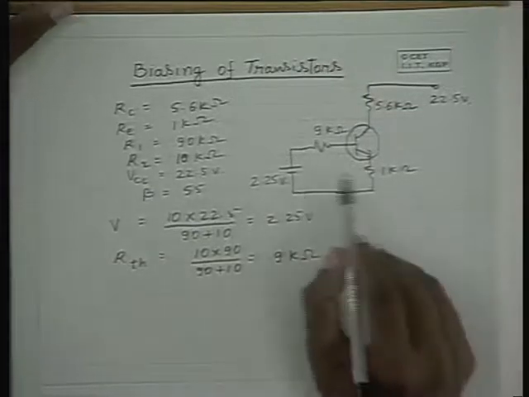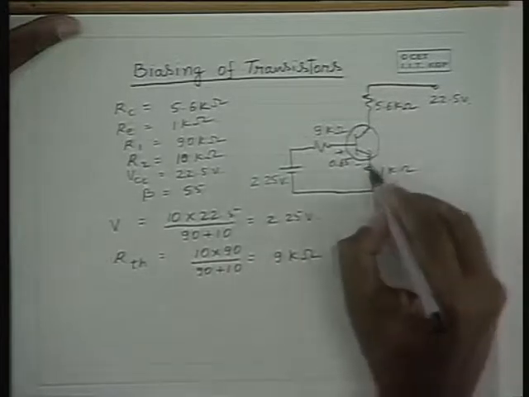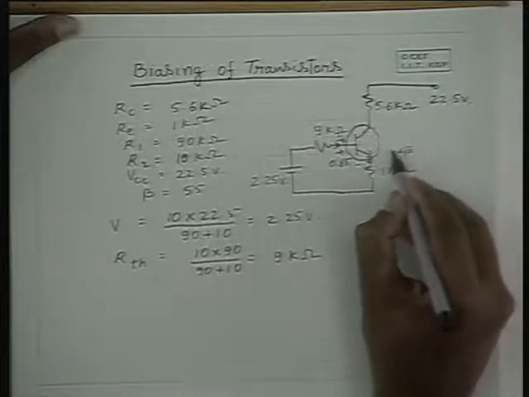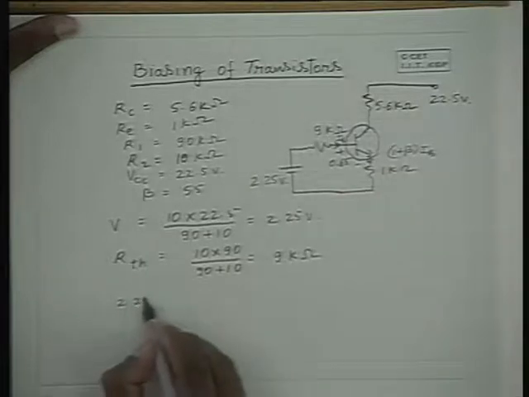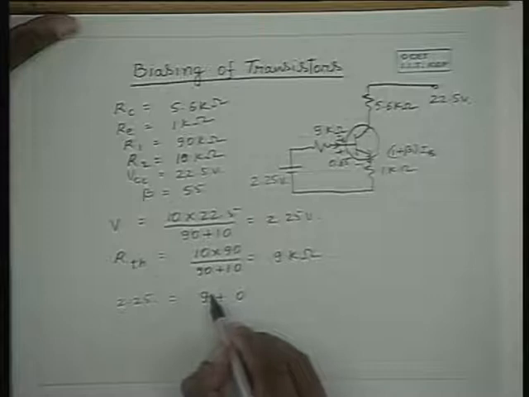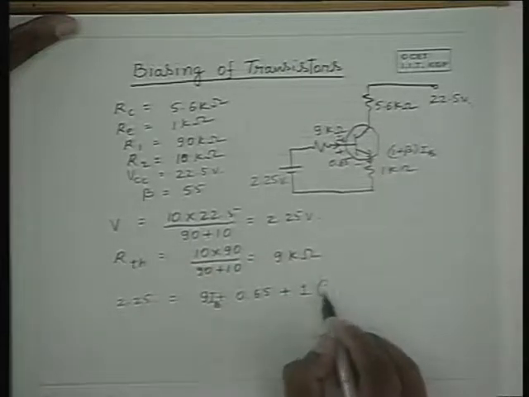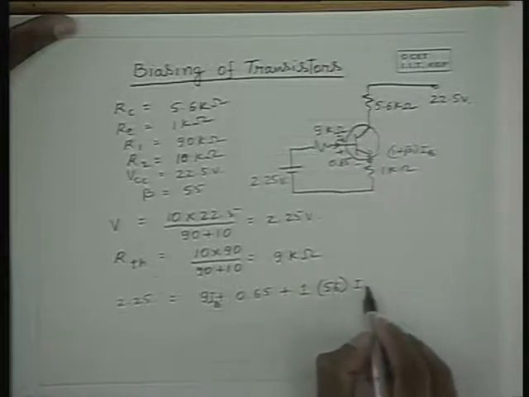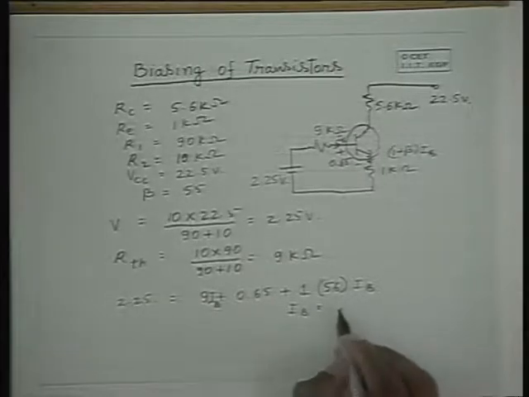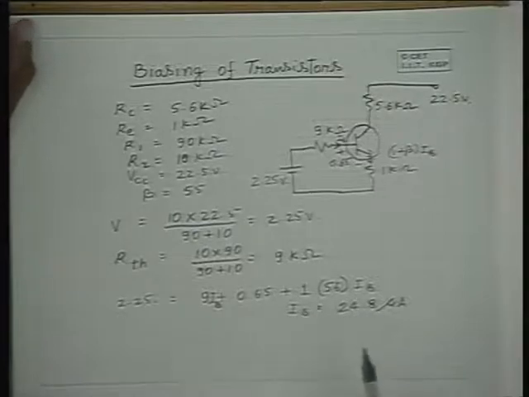Now using the first equation, that is the equation on this side, with this VBE taken as about 0.65 volts and this is 1K, and this current, if this is the base current IB, so IE is equal to 1 plus beta times IB. So the first equation is 2.25 is equal to 9 IB plus 0.65 volts plus 1 into 1 plus beta, that is 56, into 1 kilo ohm into IB. From this we can obtain IB as about 24.8 microamperes. By solving this equation we can get IB as 24.8 microamperes.